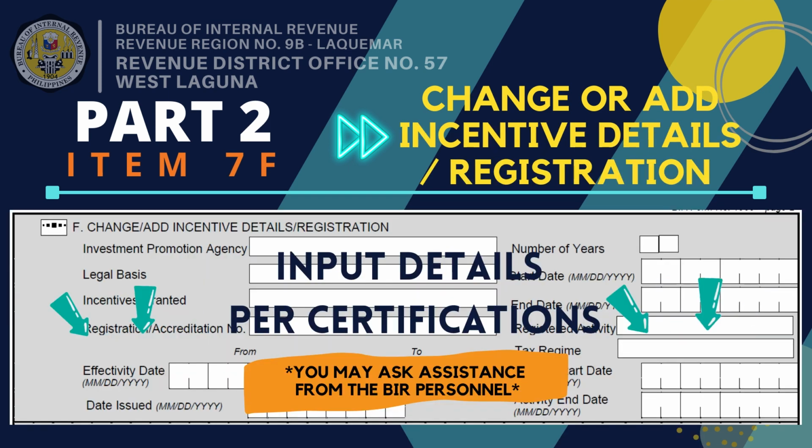Next is Item 7F. This is for the updates on the tax incentives granted to taxpayers. You may ask assistance from the BIR personnel in completing these fields, just provide the necessary certifications.